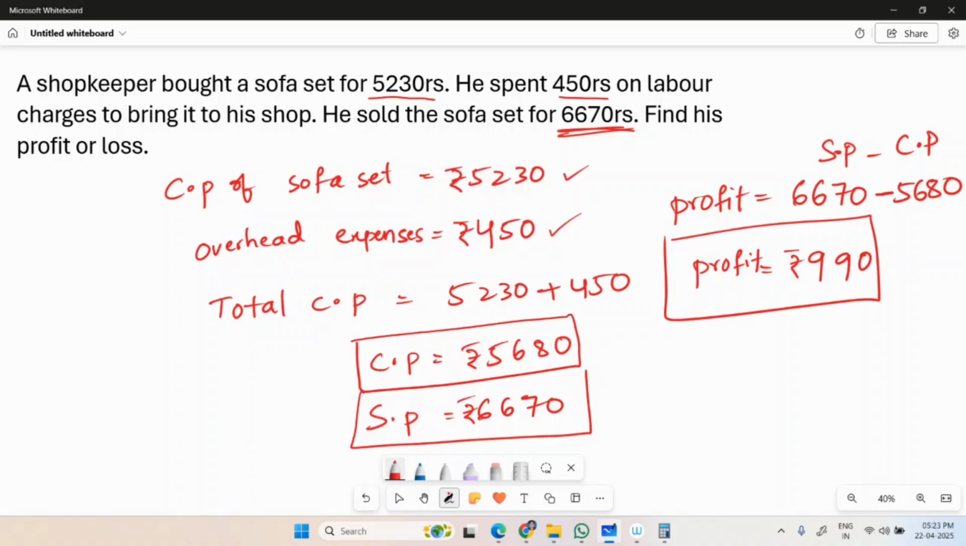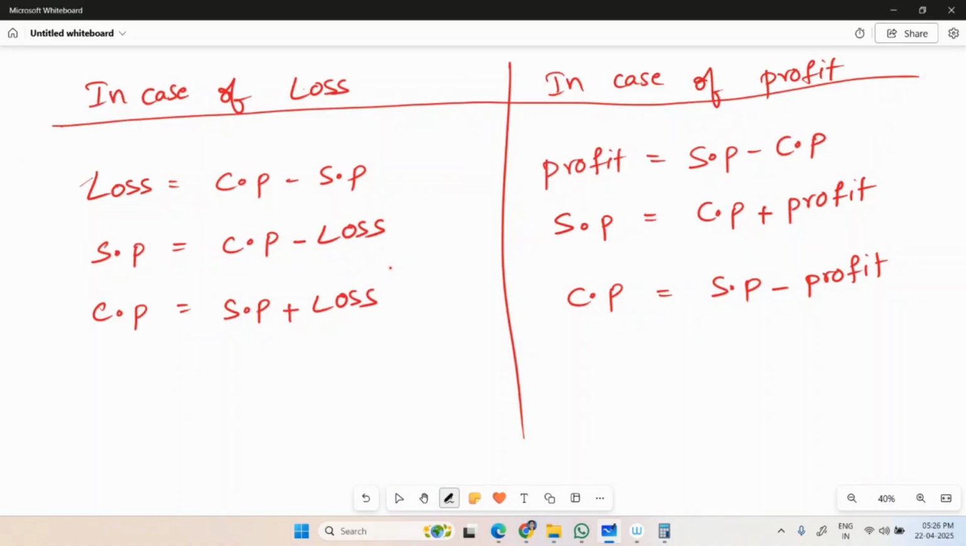Okay, so this is how we will solve the questions. Always keep it in mind that loss formula is cost price minus selling price, whereas if you want to find out the selling price, you have to subtract loss from the cost price. If you want to find out cost price, then you have to add the loss to the selling price.